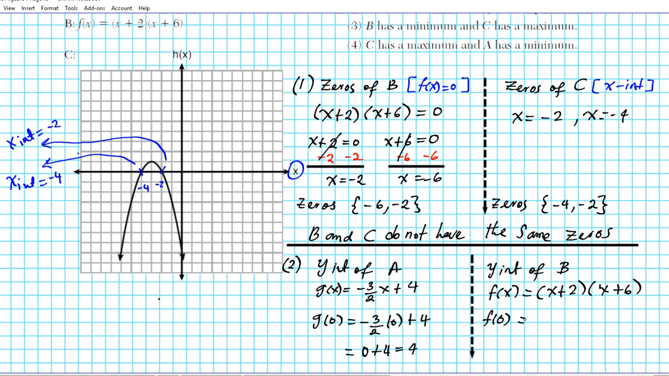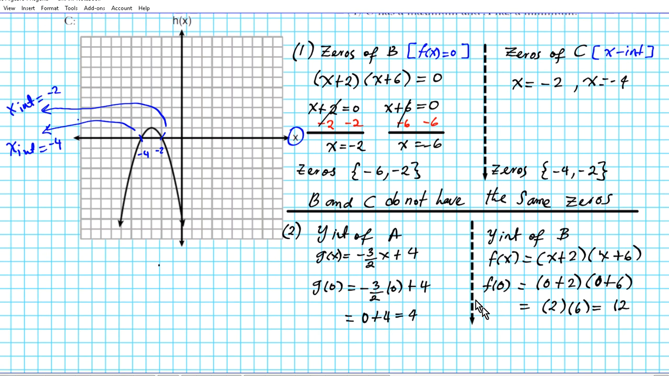So f of 0 means we replace the x's with 0, so we have 0 plus 2 multiplied by 0 plus 6. My 0 here looks like a 6. Let me fix that. Bam. Alright, so let's PEMDAS the right side of this function. Order of operations, do parentheses first. So 0 plus 2 is 2. 0 plus 6 is 6. And then multiply. 12. Are the y-intercepts the same for these two functions?